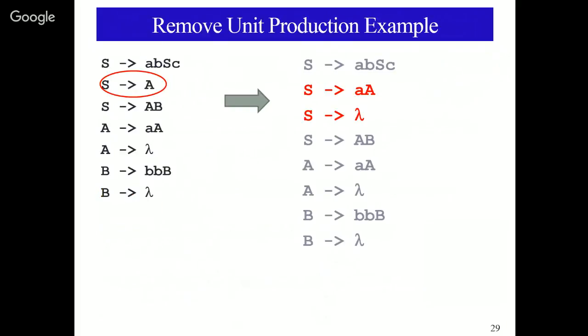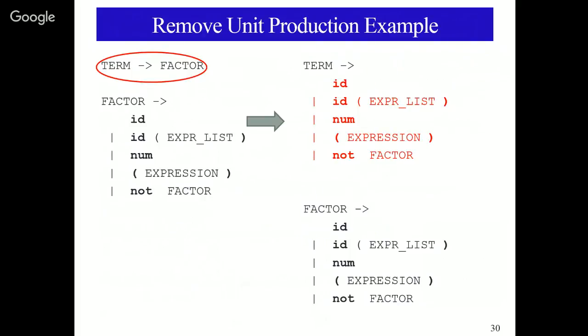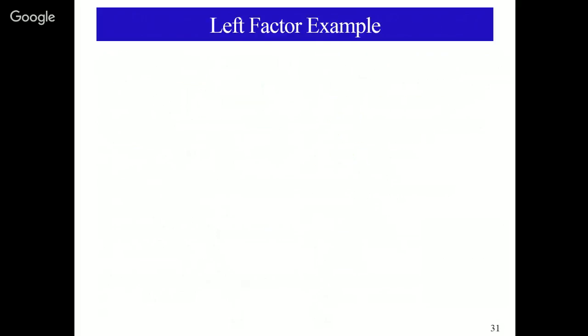Okay, so here's another example for removing unit productions. Here we saw that factor, term goes to factor, is a unit production. So get rid of that. Just put in whatever factor is in for term.